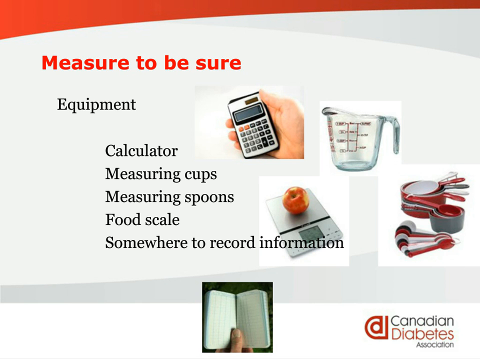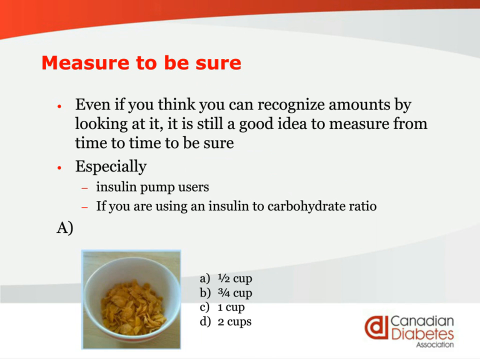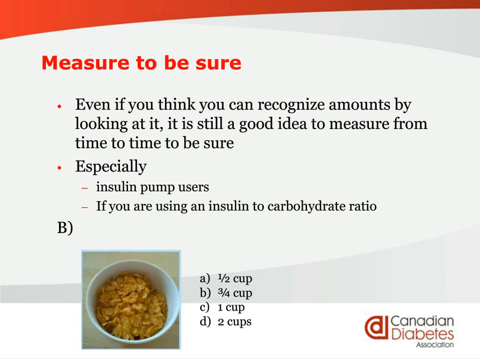I'll show you an example to see how the eye can be a little bit deceiving. Even though you might think you can tell how much you're having, you might think, oh, that's a cup of cereal, or that's a cup of rice, it may turn out to be a lot more. We want to be as accurate as possible, especially if we're taking insulin based on how many carbs we're having. In this example, we're looking at a bowl of cereal, and I'll get everyone to guess how much cereal is in this bowl. And then I'll have people guess how much cereal is in the next bowl.